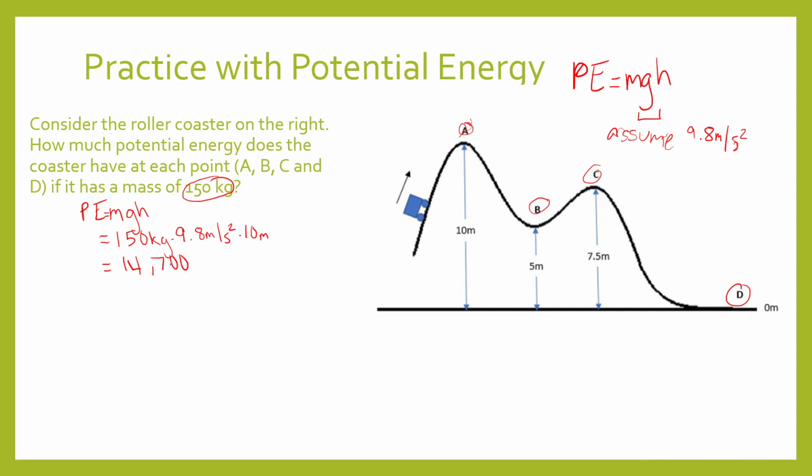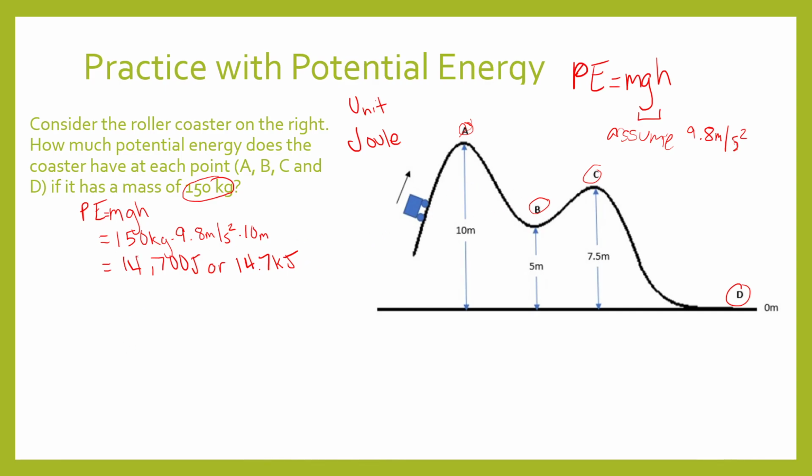14,700. Oh no, we don't know the units. The unit for energy is the joule. We can shorten that for units and we just write J. So at that point, the potential energy is 14,700 joules. Or, if you remember a little bit of the metric system, 14.7 kilojoules. I usually put a little line above my J's.